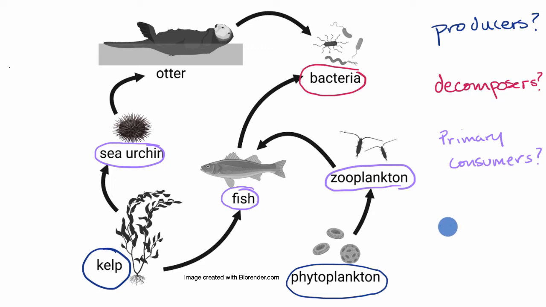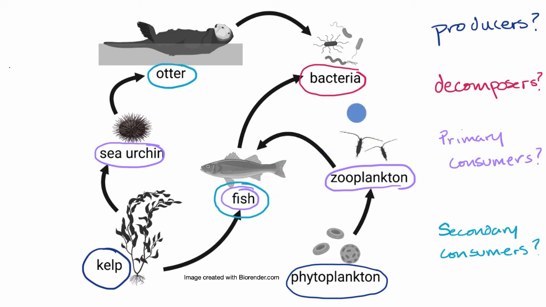Next, let's think about secondary consumers. Secondary. These are those that eat primary consumers. Pause the video and think about that. Well, let's think about who's eating these primary consumers. You have the otter. What's interesting is the fish is a primary consumer because it consumes kelp, which is a producer, but it also can consume another primary consumer. So a fish, or the fish here, are both primary and secondary consumers. And then I think we are done.